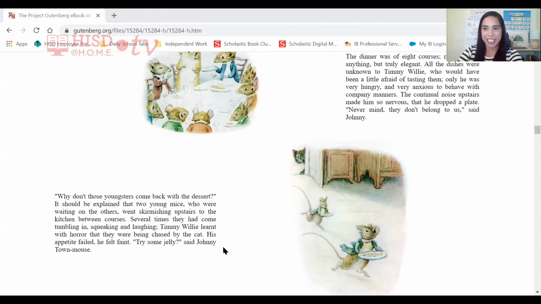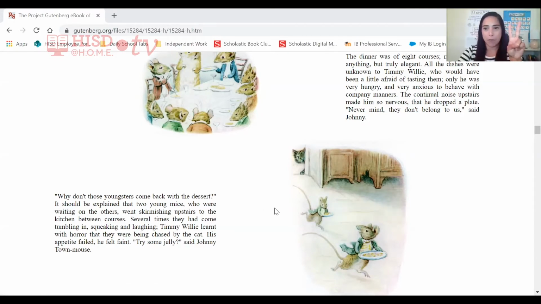Ooh, I'm inferring something here about the cat. What are you inferring? Yeah, Timmy Willy is scared. Here's the cat right here. Timmy Willy is very concerned about the cat, but these two mice are very familiar with it and they are just scurrying to get the food and come back. So although Timmy Willy is scared of the cat, these mice are used to it.